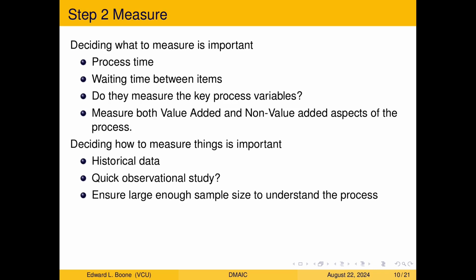Another way to look at what is important is to do a quick observational study. Watch the actual process as it goes through and say, oh, wait, are there things here that we should be measuring to make sure a quality product comes out that matches up with our key process variables? And you need to ensure you have a large enough sample size to understand the process. If you just watch the process one time, maybe that's not good enough. Maybe you need to watch it over and over again to see exactly what happens and what sorts of variations in the process happen, because not everything is as smooth as you would like it to be.